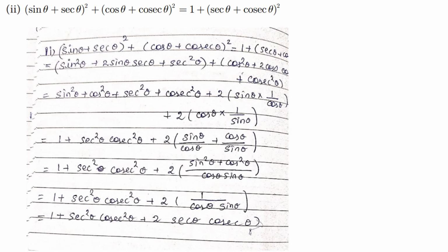Question: (sin theta plus secant theta) whole squared plus (cos theta plus cosecant theta) whole squared. We have to prove it equals (1 plus secant theta plus cosecant theta) whole squared, that is, secant theta plus cosecant theta within the bracket. Okay, first a plus b whole squared, you expand it into these two terms. Sin squared theta plus 2 sin theta secant theta plus secant squared theta, and second term cos squared theta plus 2 cos theta cosecant theta.